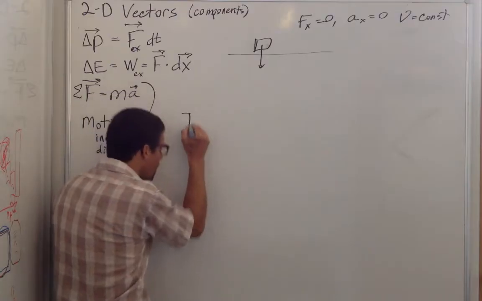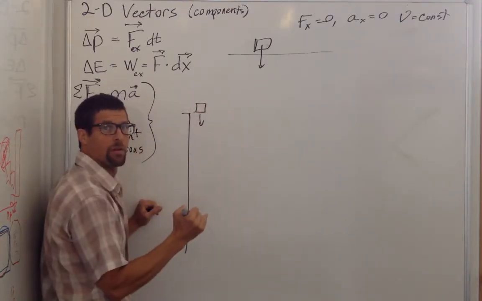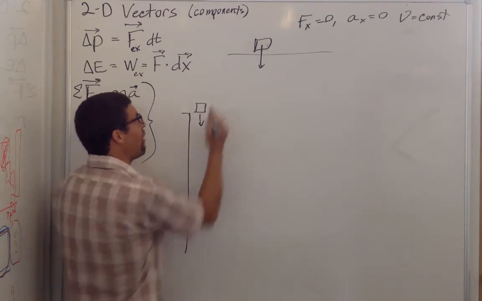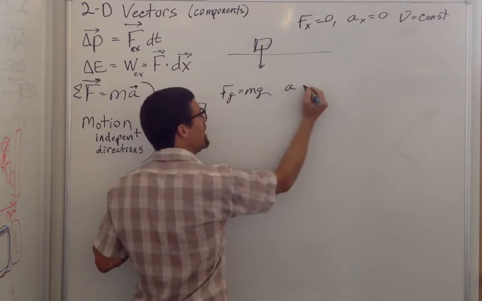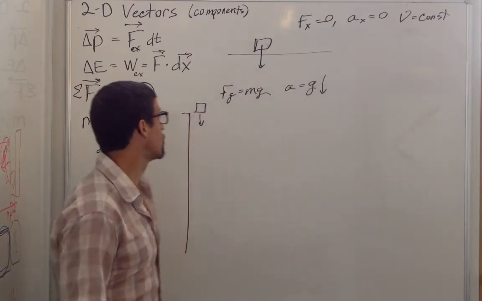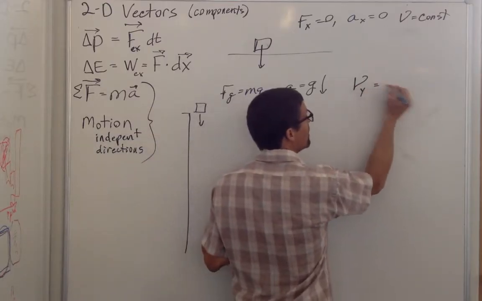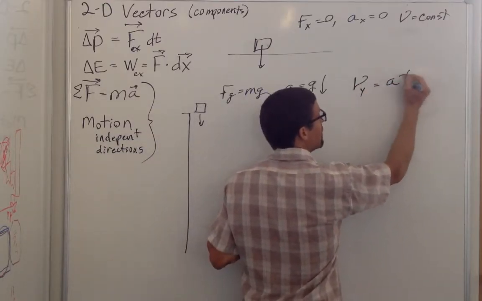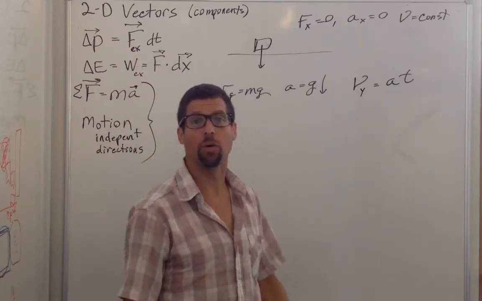You also know if you drop that box off a cliff, that gravity pulls it downward with the force of mg, so the acceleration is gravity, about 10 meters per second squared straight down. And the velocity in the y direction is equal to acceleration times time. After 3 seconds, 30 meters per second downward.